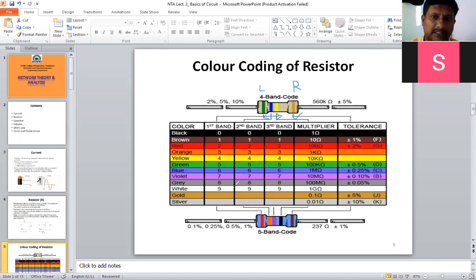So here the table is given. In the first column there is a color, and as you move through the columns from left to right, first band, second band, third band, and last tolerance, it will give the values. So first of all, you have to remember all these colors in a sequence. So how to remember the colors? Anyone knows the idea? First should be black, second should be brown, third one should be red.